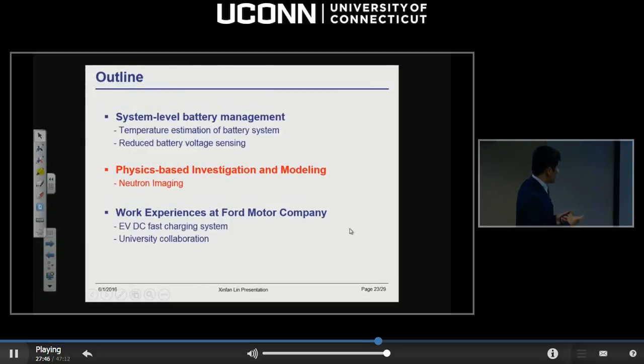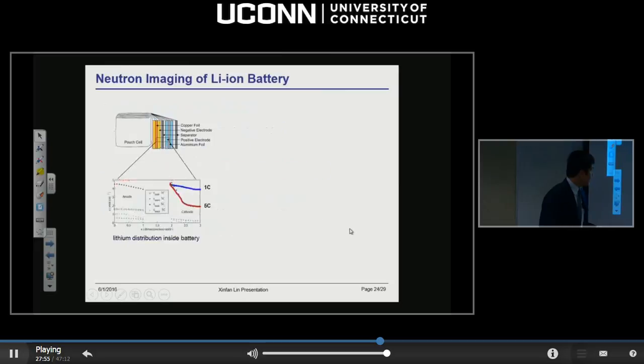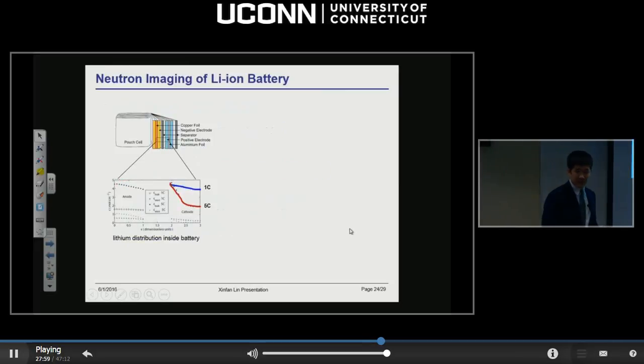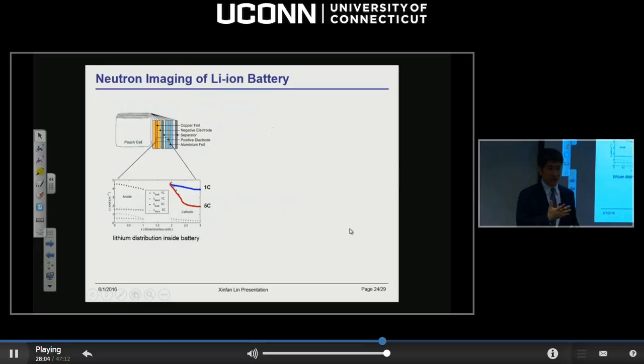So then, apart from control-related work, there's a second dimension to my research concerning lithium batteries, which is the physics-based investigation and modeling. One thing I've done is neutron imaging of lithium batteries. And I know that Professor Pasquale of mechanical engineering has also done extensive work on neutron imaging, mostly on fuel cells. It would be great if I can collaborate with you in the future on this topic.